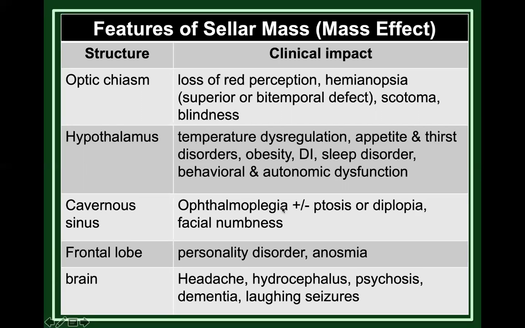If it goes anteriorly and superiorly, then it will encroach on your frontal lobe and cause personality disorder and anosmia. So you can have problems with smell. If it goes on further and encroaches your third ventricle and the brain parenchyma, then you can have headaches, hydrocephalus, psychosis, dementia, and laughing seizures. That will be an extreme case.